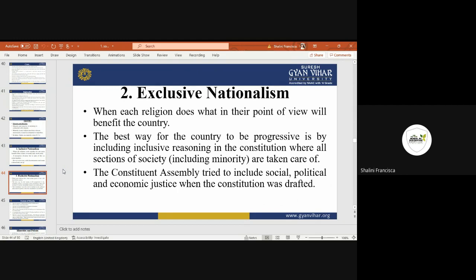The second one is inclusive nationalism. When each religion does what in their point of view will benefit the country. The best way for the country to be progressive is by including inclusive reasoning in the constitution, where all sections of society, including minorities, are taken care of. The constituent assembly tried to include social, political and economic justice when the constitution was drafted.